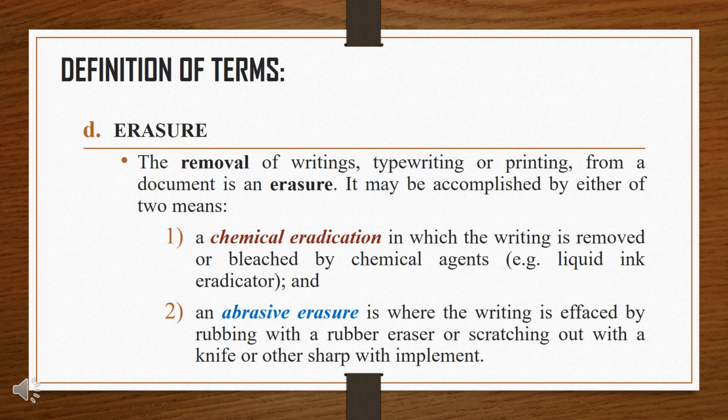Erasure: the removal of writing, typewriting, or printing from a document is an erasure. It may be accomplished by either of two means. A chemical eradication, in which the writing is removed or bleached by chemical agents, for example liquid ink eradicator. And an abrasive erasure, where the writing is effaced by rubbing with a rubber eraser or scratching out with a knife or other sharp-edged implement.